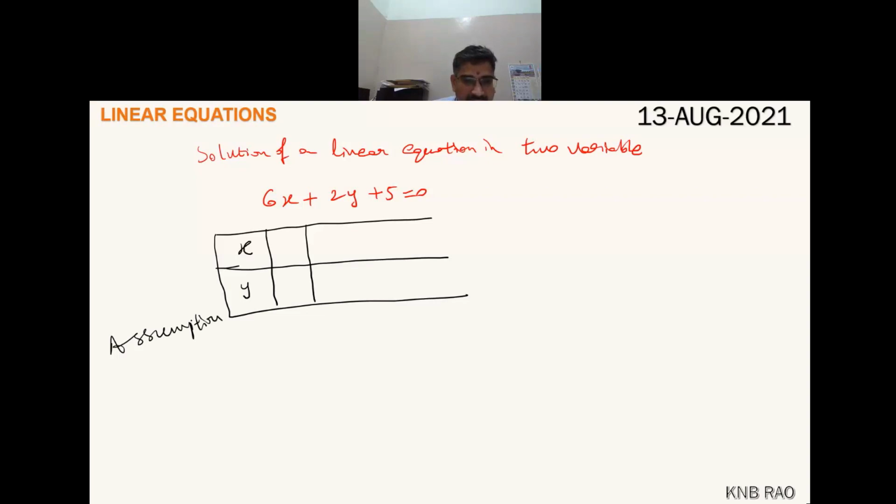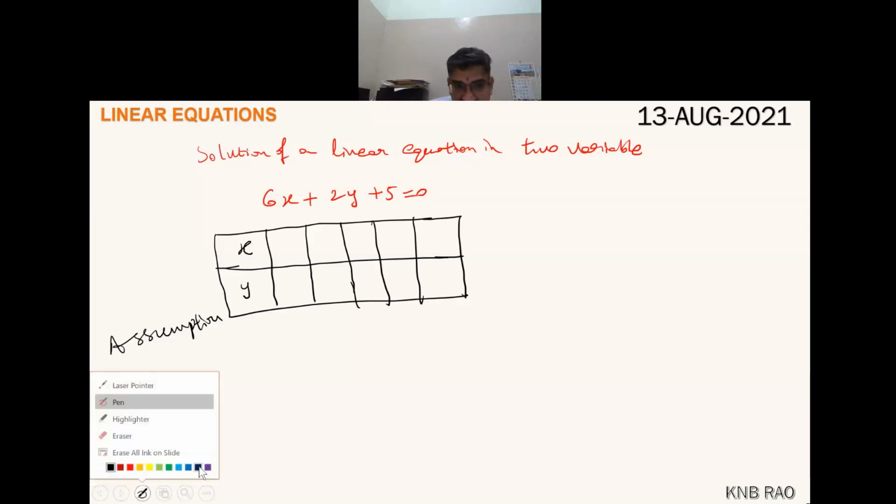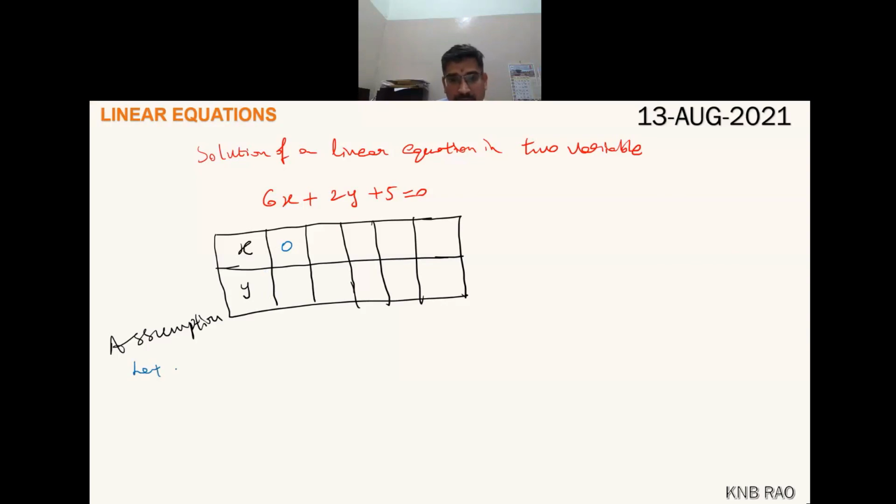Assumption. What is the meaning of assumption? Considering, taking some numbers for one of the variables. How? Let me explain now. Let's say I have taken the value of x as 0. This is an assumption. Then this becomes 6 into 0. I am not taking the coefficient as 0, I am taking the value of the variable as 0.